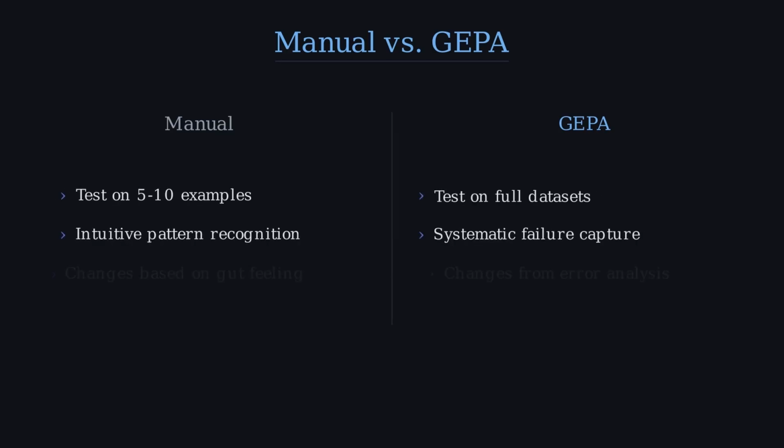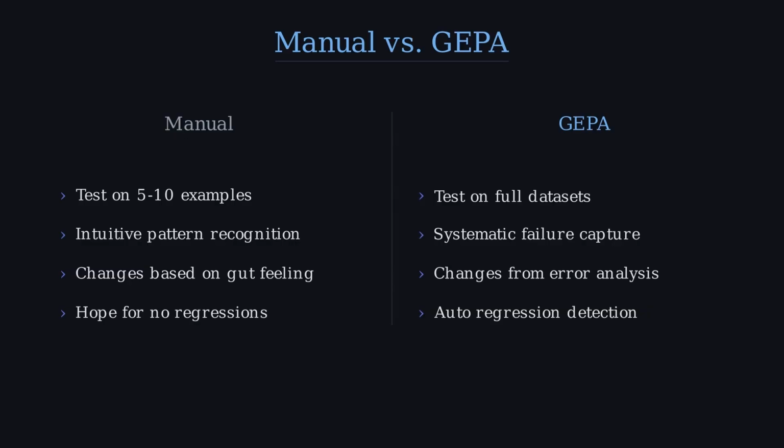Let's compare manual versus automated prompt tuning side by side. Manually, you test on 5 to 10 examples, notice patterns intuitively, make changes on gut feeling, and hope for no regressions. With GEPA, you test on full datasets or statistically significant samples, systematically capture all failure patterns, propose changes from actual error distributions, and automatically catch regressions through acceptance testing.